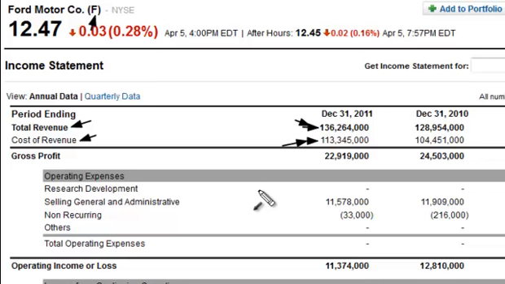So that's just something you guys can use to analyze your different companies that you may be looking at and find out which ones actually have a stronger business model, okay?